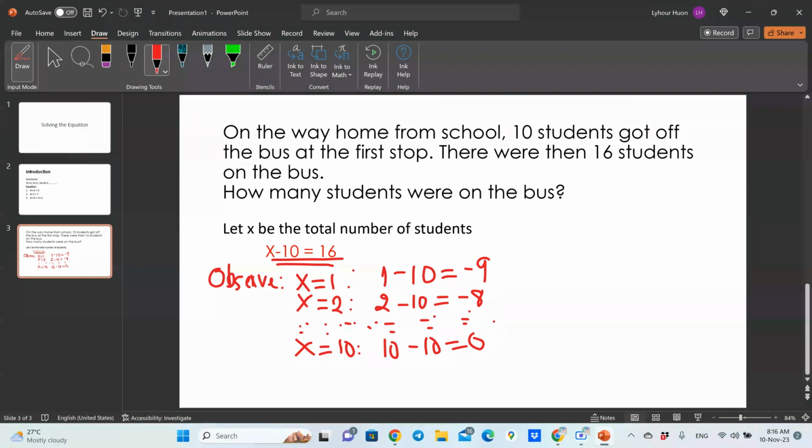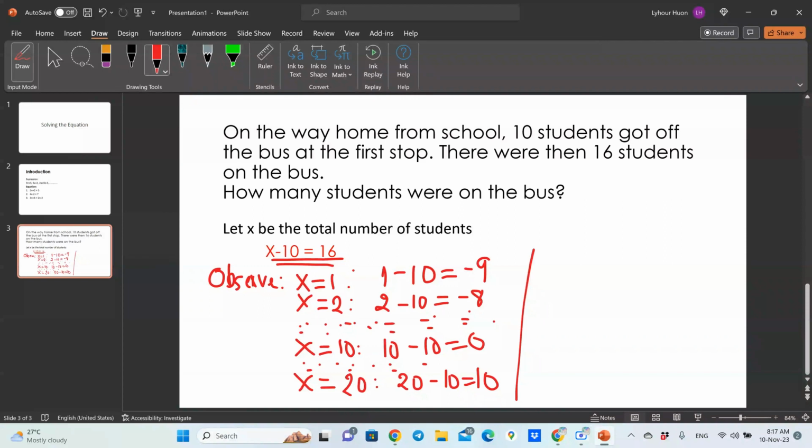We want to take x minus 10 to get 16. So let's put a bigger number than that, x equal to 20. Then 20 minus 10 will be 10. 20 minus 10 is 10, but still not the answer we want yet.